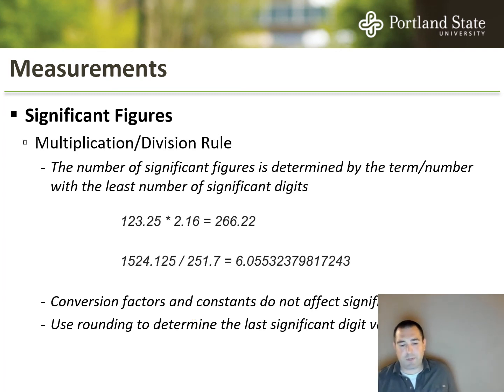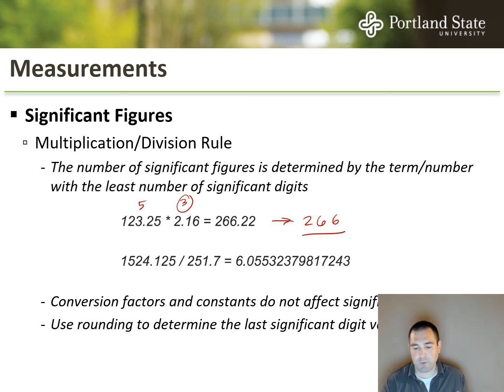It's slightly different when we talk about multiplication and division. Here, we really care about the least significant number, not the least precise number. That's what's going to end up controlling. So 123.25 has 5 significant figures, 2.16 has 3 significant figures, and so 3 significant figures is going to control for the product, and so I would end up rounding 266.22 to the nearest ones digit, which would be 266, because this number right here has 3 significant figures.